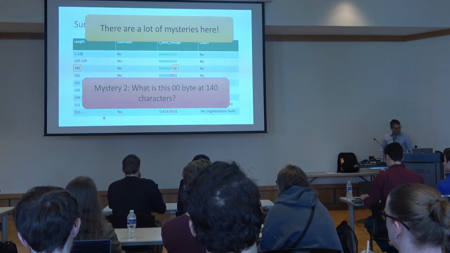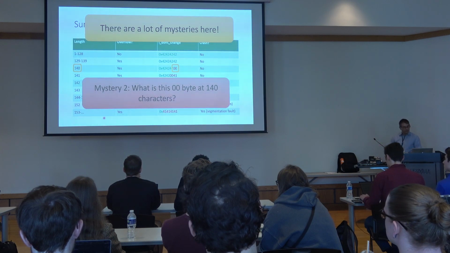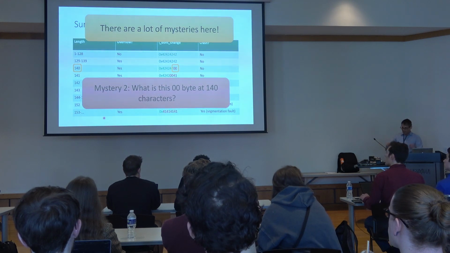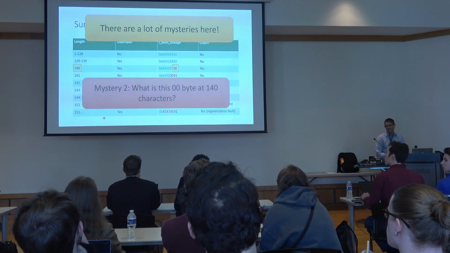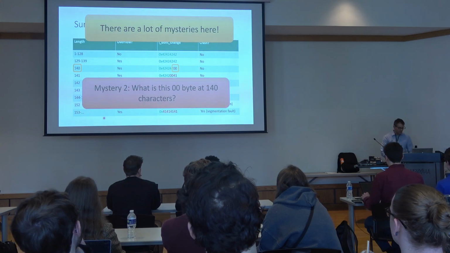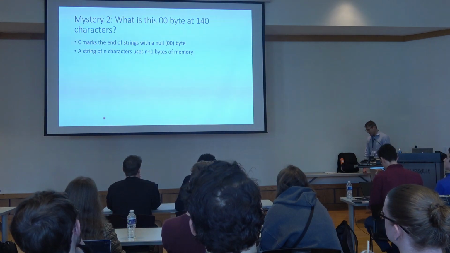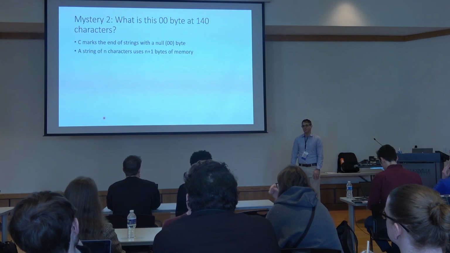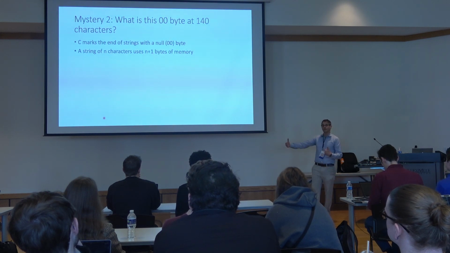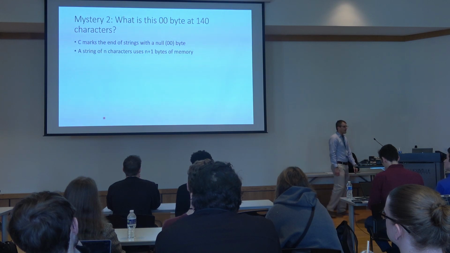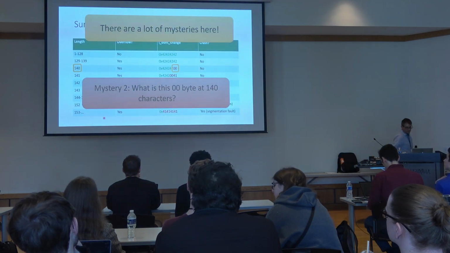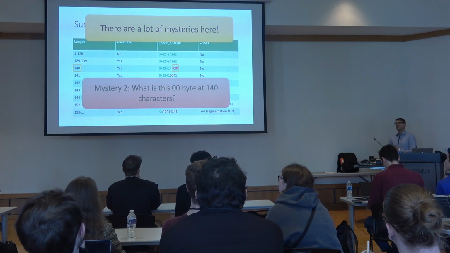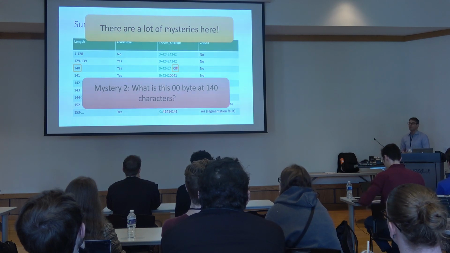The second mystery: what is this 00 byte that's overwriting the I don't change variable? I'm willing to bet someone in the room already knows the answer to this. Does anybody know? String terminator. String terminator, that is correct. So in C, strings have a byte at the end of them. It's called a null byte. It's basically just a 0 that indicates the string is over. Right? It's the end of the string. And so when we see this 0 getting overwritten, it turns out that's actually the byte after the input that we entered.